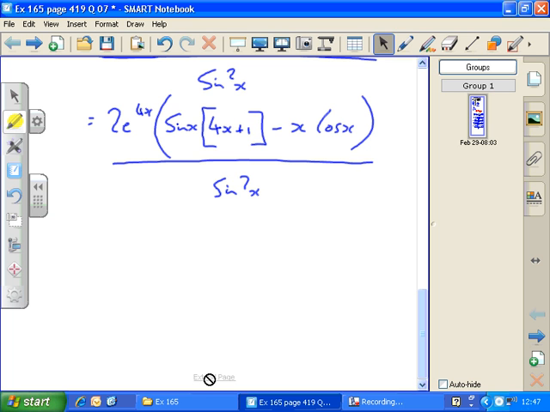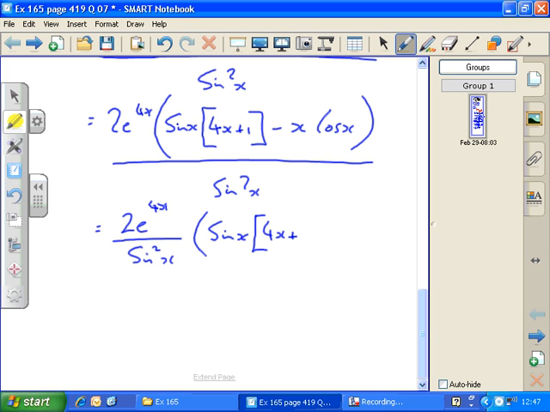Of course, looking at the textbook, you can see that they've written it slightly differently, because instead of dividing the whole thing by sine squared x, I could just divide the 2 e to the 4x by sine squared x, which is just what they've done. 2 e to the 4x divided by sine squared x, and then multiply that all by this bracket: sine x bracket 4x plus 1, minus x cos x.